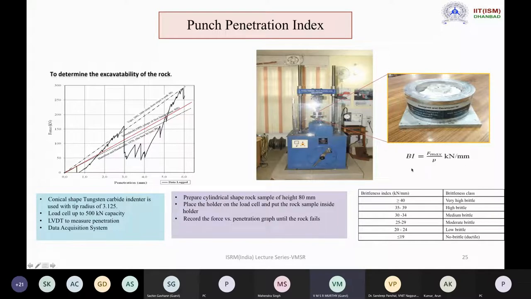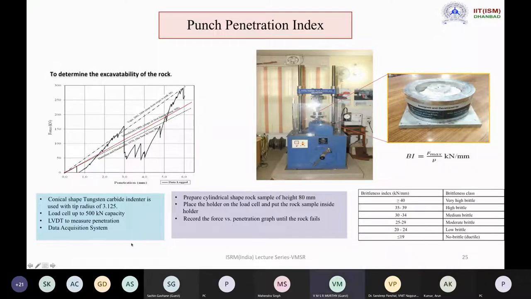The brittleness index is defined as the maximum force and the penetration at that particular force, which gets you kilonewton per millimeter. Based on this value, the brittleness class has been defined in the punch penetration index method. Anything more than 40 is considered very highly brittle, and anything less than 19 is ductile. In between, you have various categories of rocks.